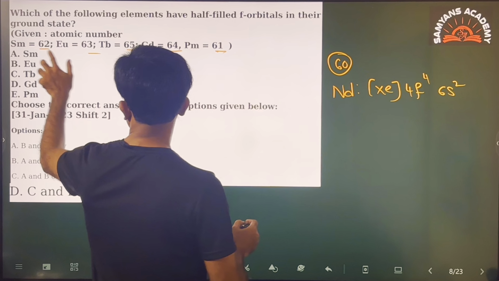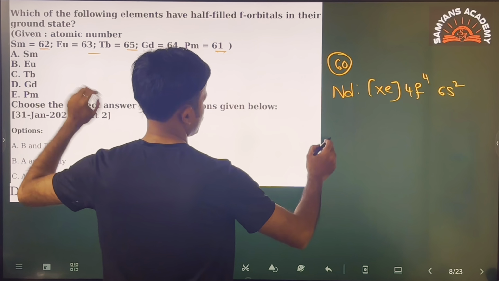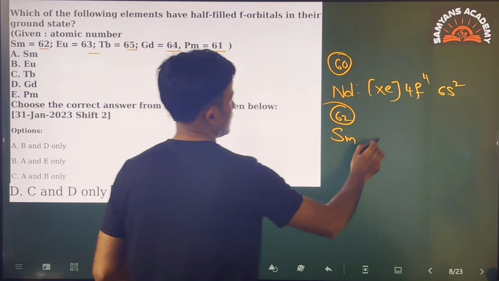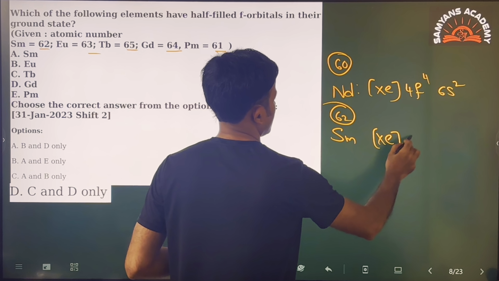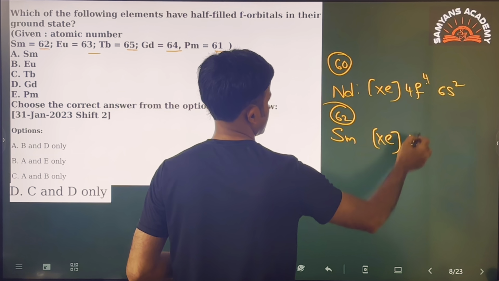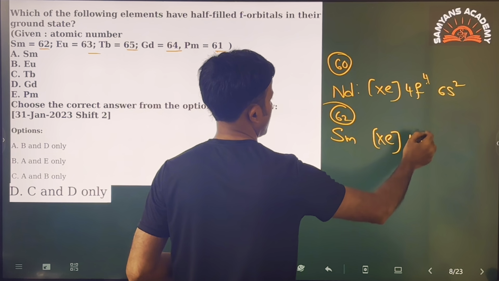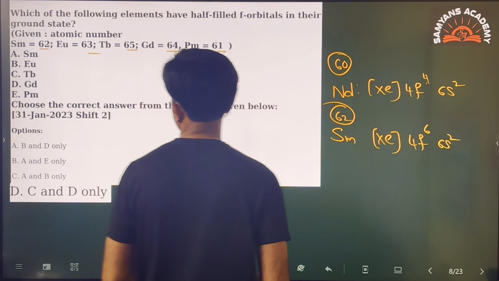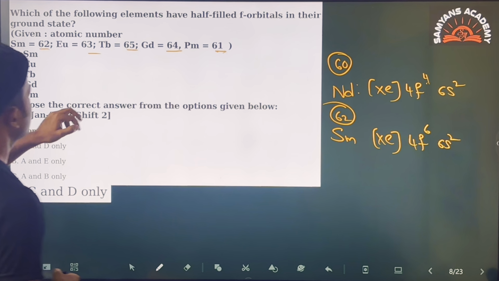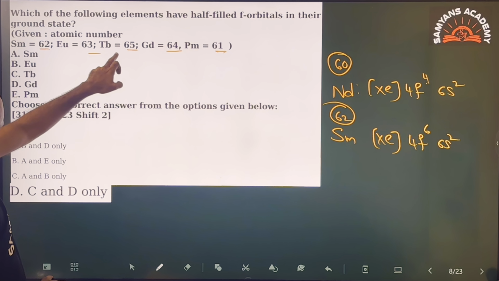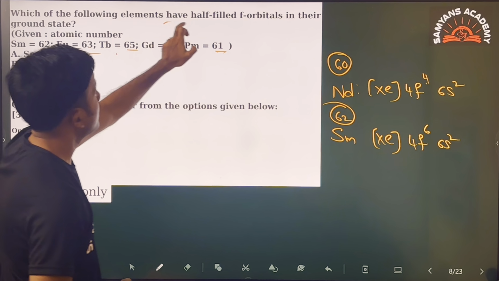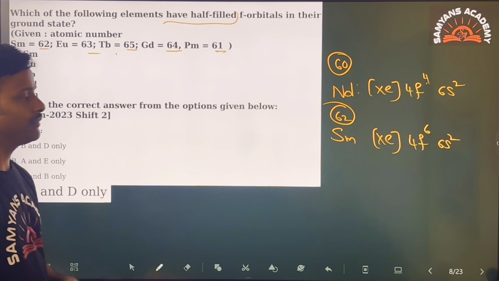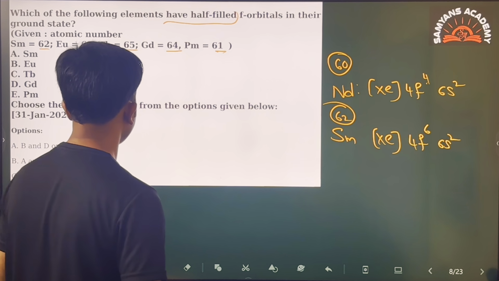Now you see, this is samarium, 62. How can we fill this? Xenon, up to here 60, right? 62 means you have to add 2 electrons in the f block, that is 4f6, 6s2. This is samarium. Which of the following elements have half-filled f orbital? Half-filled f orbital means 4f7. We need to select the 4f7 electron configuration, right?